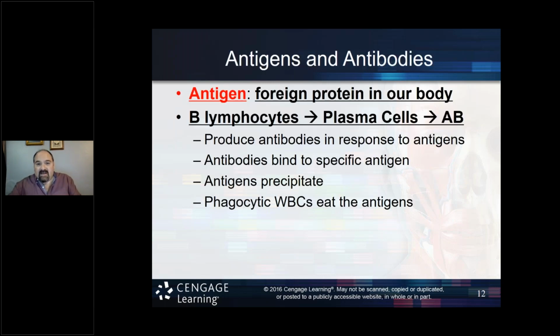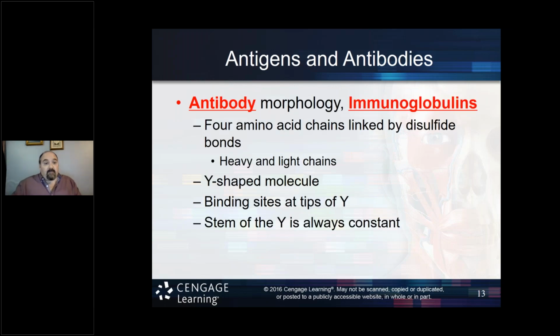So an antigen is a foreign protein in our body. The body recognizes self and non-self. All right. So these B lymphocytes differentiate into plasma cells, which will in turn produce antibodies in response to antigens. The antibodies bind to a specific antigen. Antigens will precipitate and come into an area where these different phagocytic cells will be able to recognize them as non-self and devour them via phagocytosis. Now, antibodies themselves, there are specific types of antibodies, right?